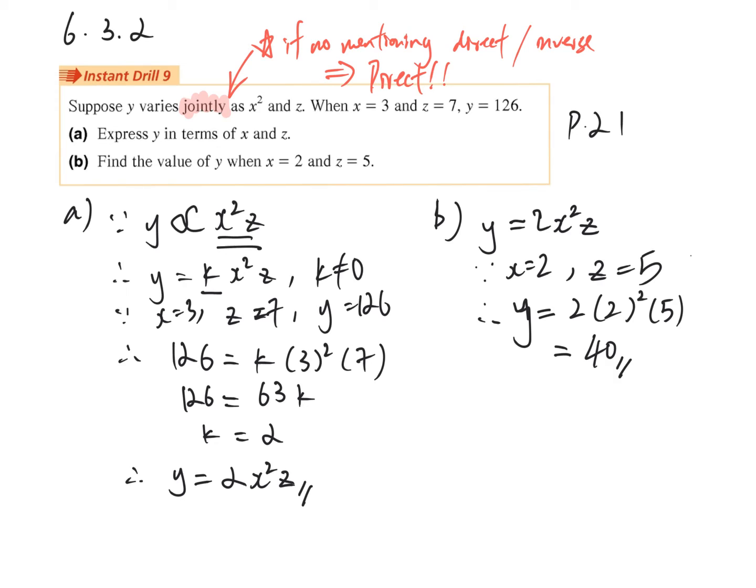Isn't it simple? So remember when we are doing joint variation, all the expressions will be linked together by multiplication or division. If they vary directly, then multiply them together. If they vary inversely, then put the one that is inverse in the denominator. And that's as simple as you see here.